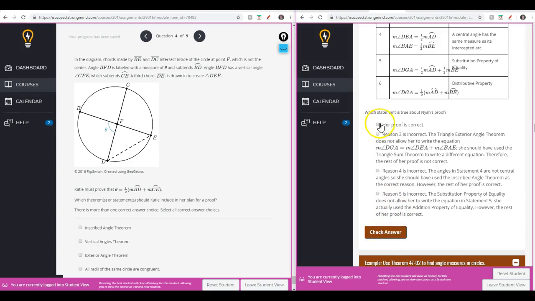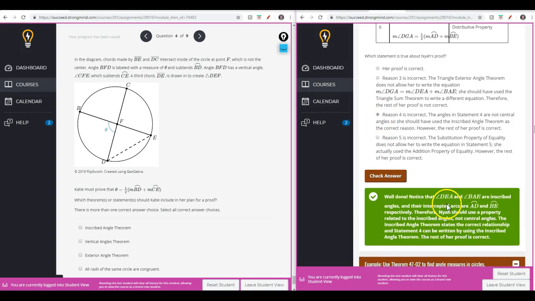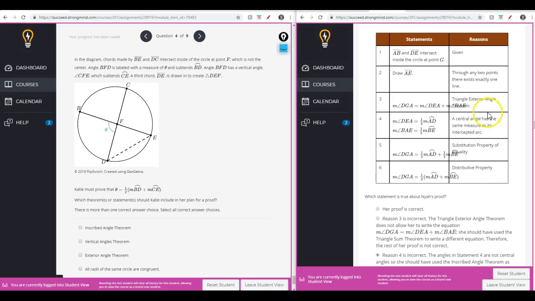And I haven't checked this answer. So right here is showing me that it's an inscribed angle. So maybe reason 4. Okay, so now we know that reason 4 ought to be inscribed angles. So just keep that in mind as we go through this, that this right here is actually inscribed.